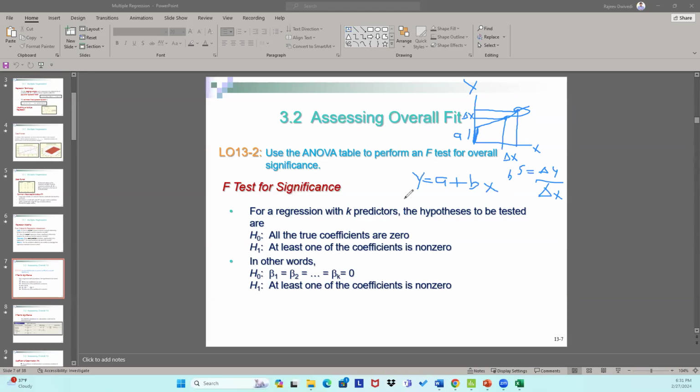You can understand the null hypothesis is that all the true coefficients are 0, meaning this is 0 and this is 0. That means y equals 0. So the null hypothesis says all constants, all A, B or C, are 0. In multiple regression you have many slopes and one intercept.